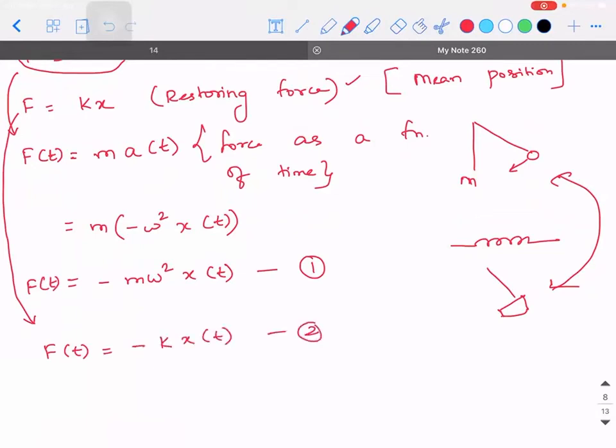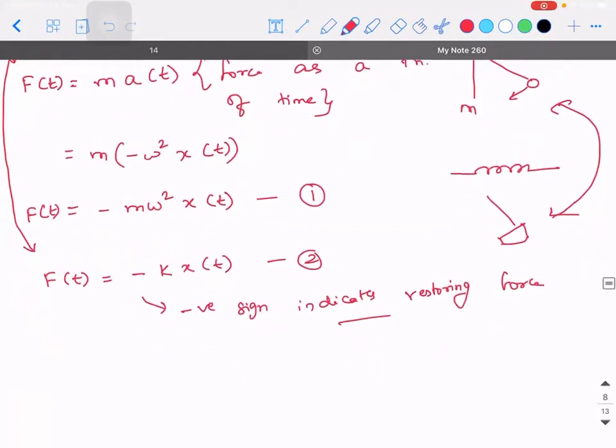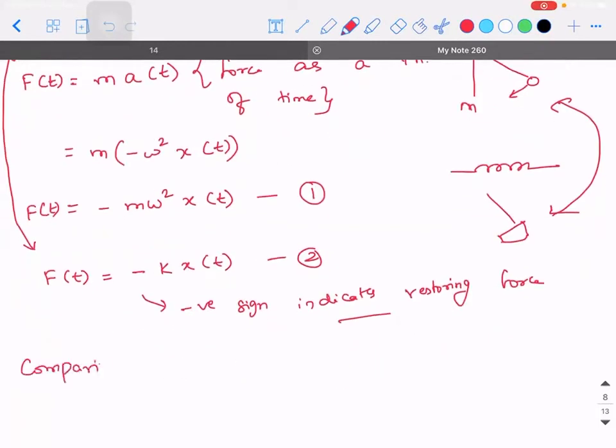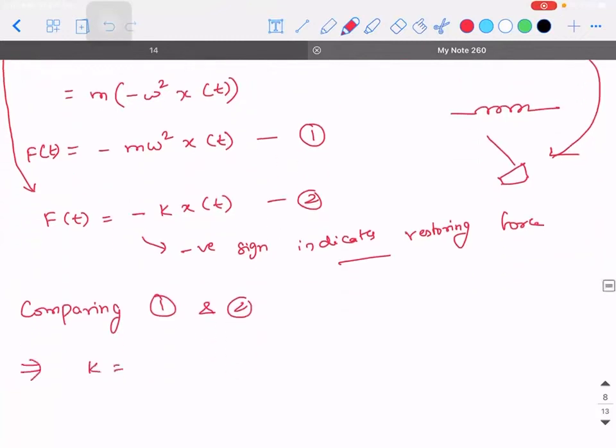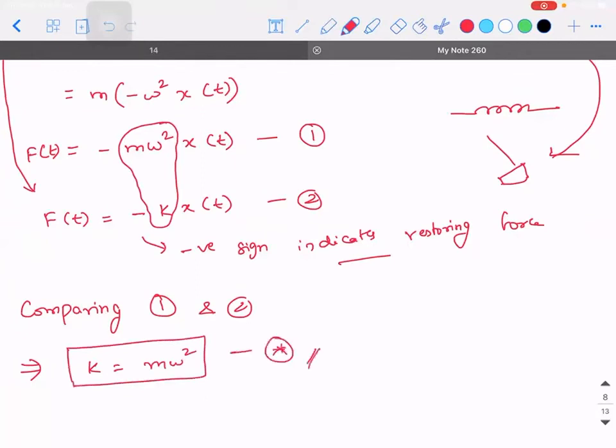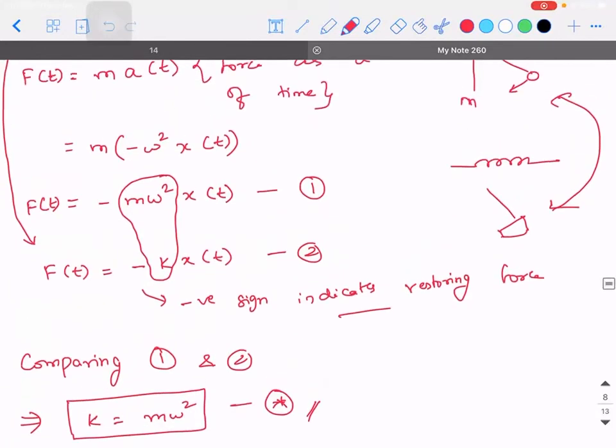I wrote the minus sign because it's a restoring force. The negative sign indicates a restoring force. Okay. So what we can say is, comparing 1 and 2, what can I call the value of k as? If I compare both, I will get k is equal to mω². There is an important relation to be noted. Please make a note of this. If there is any doubt, get it clarified.